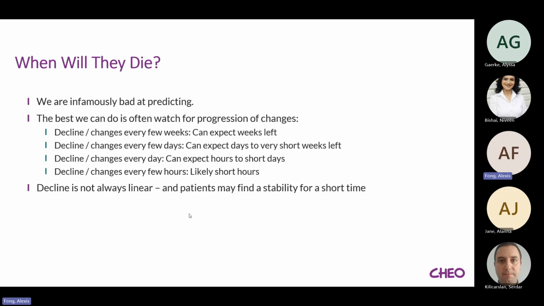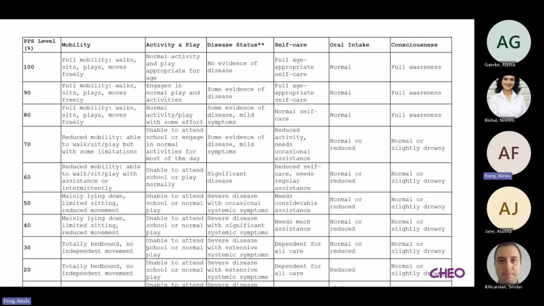And so it's important that when you're giving this anticipatory guidance to families, you're also acknowledging that we're really bad at predicting when someone is going to die. This is what I tell families: this is what I look for, and I will always be honest with you if I see a change or something that tells me otherwise.